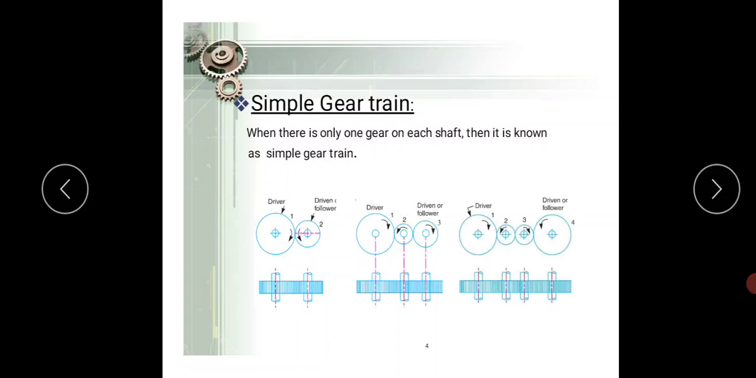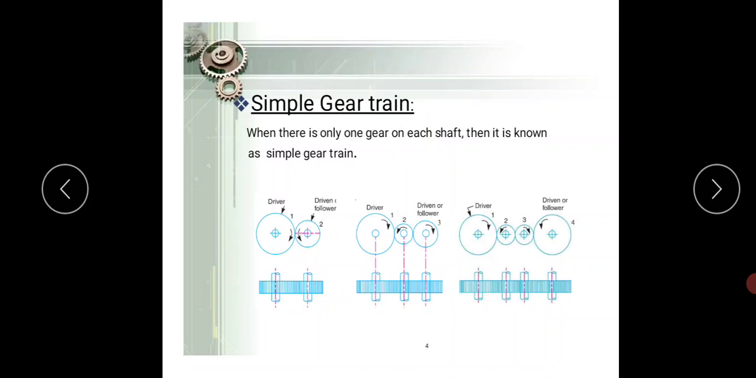First, we see the simple gear train. It is simply called a simple gear train when there is only one gear on each shaft. That means only one gear on each shaft is known as the simple gear train.